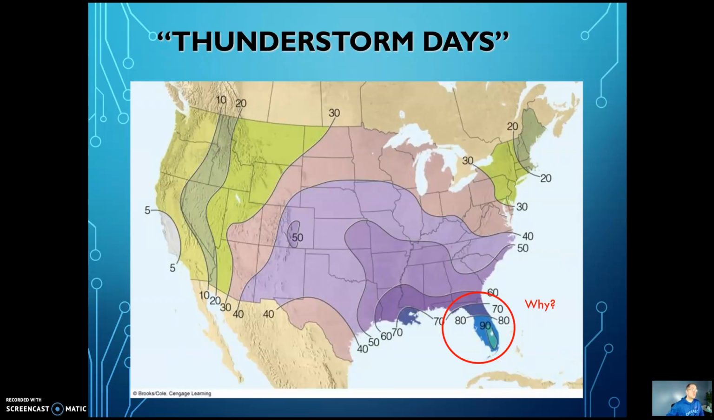And so we look first at this map of thunderstorm days. The idea of a thunderstorm day is simply a day in which a thunderstorm is experienced. And so the idea is that you can have a thunderstorm over your head for 24 hours or for 5 minutes, and it's going to count as one thunderstorm day.